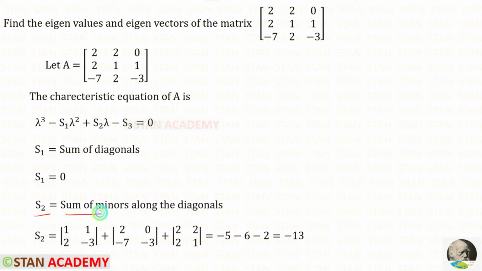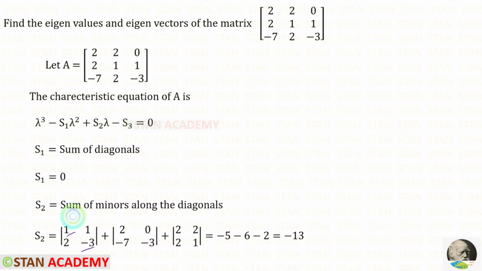S2 is the sum of the minors along the diagonals. This 2 is the first diagonal member. We need to cut the row and the column along that. Then we need to take this. This one is the second diagonal member. We need to cut the row and the column along that. Then we need to take the rest. Minus 3 is the last one. We need to cut the row and column along that. Then we have to take these.